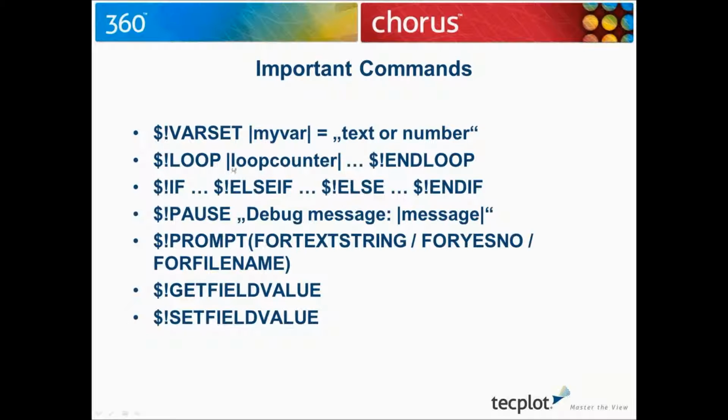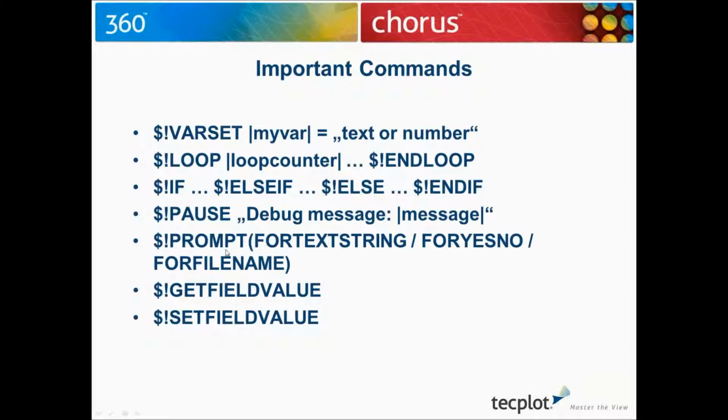The looping command loops over the loop counter, which may be a number or a variable. Let's say it's a number 10, then it will go from 1 to 10, so not from 0 to 9, like in other languages. We have if, else if, else, and end if for control structures. We have a pause command, which you can use for debug messages, for example, or if you want to display something for the user, then use the pause command.